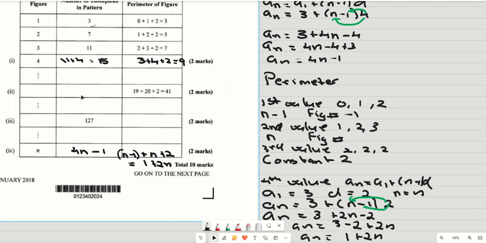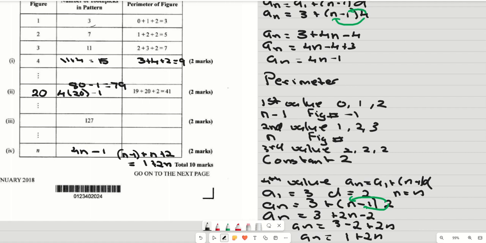Now, going backwards, if you look at part 2, let's do part 2 first. We know that you didn't even need to make n the subject of the formula. You know that your second value is actually equal to your figure number. So this is equal to 20. Right? So your second value is 20, so your figure number is 20. Once you figure that out, you can say 4 by 20 minus 1. That's 80 minus 1 is equal to 79.